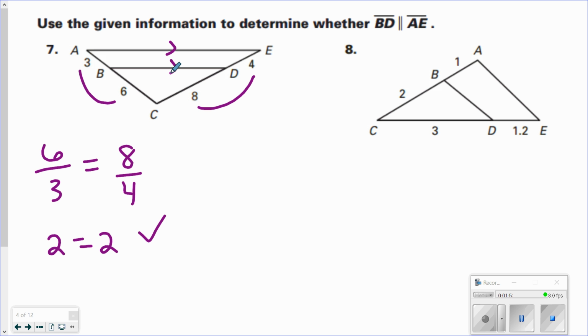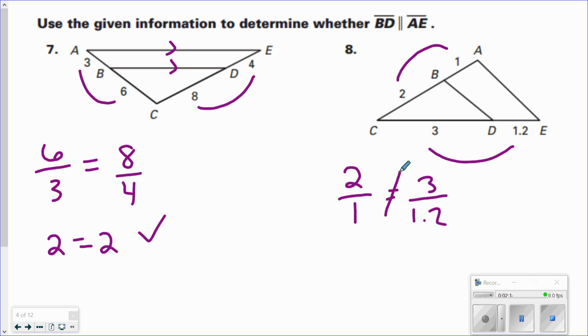Let's look at our next example. So I want to use my theorem, set up my ratios. If I do 2 divided by 1, we want to see if that is equal to 3 over 1.2. If you do the math there, you will see that 2 divided by 1 is just 2, and 3 divided by 1.2 is not 2. So these are not equal, meaning that BD is not parallel to AE.